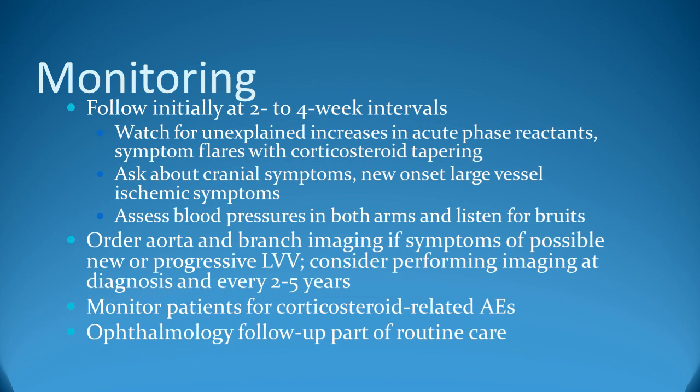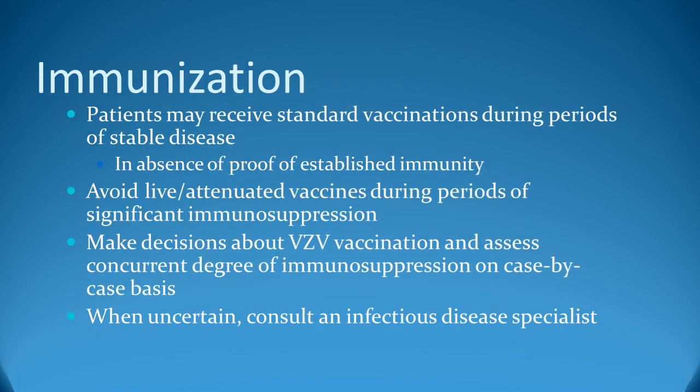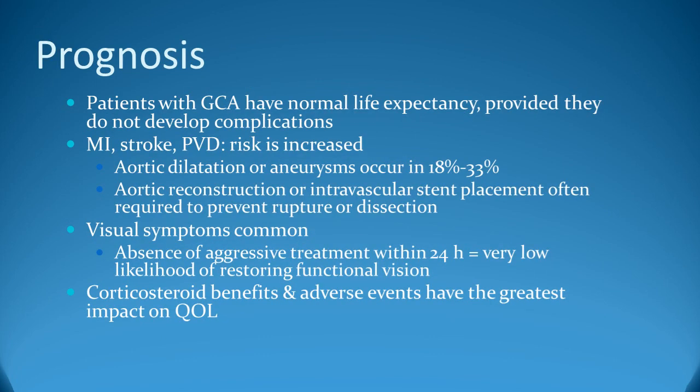Watch for unexplained increased acute phase reactants. Order aorta and branch imaging if symptoms suggest possible new onset of LVV. Monitor the patient for corticosteroid-related adverse events and perform ophthalmoscopy. Varicella immunization may help. Prognosis: patients with GCA have normal life expectancy, though they may have MI, stroke, peripheral vascular disease, and visual symptoms. Corticosteroid adverse effects have the greatest impact on quality of life.